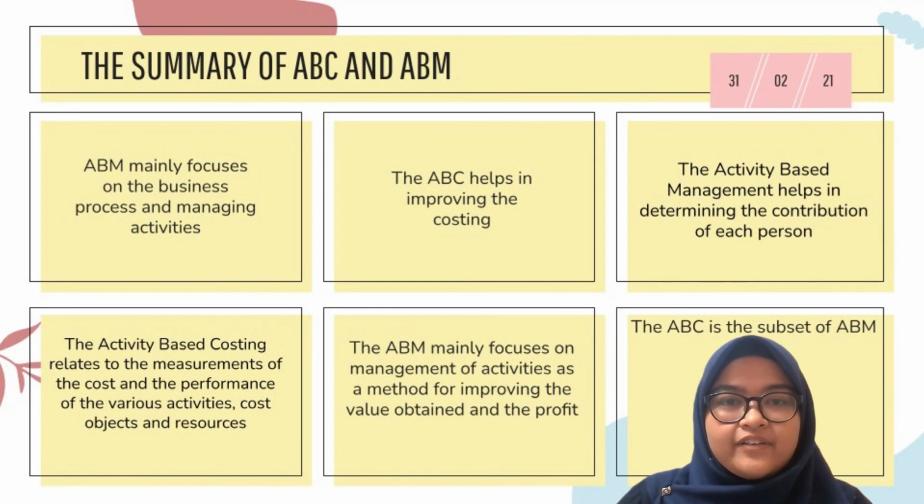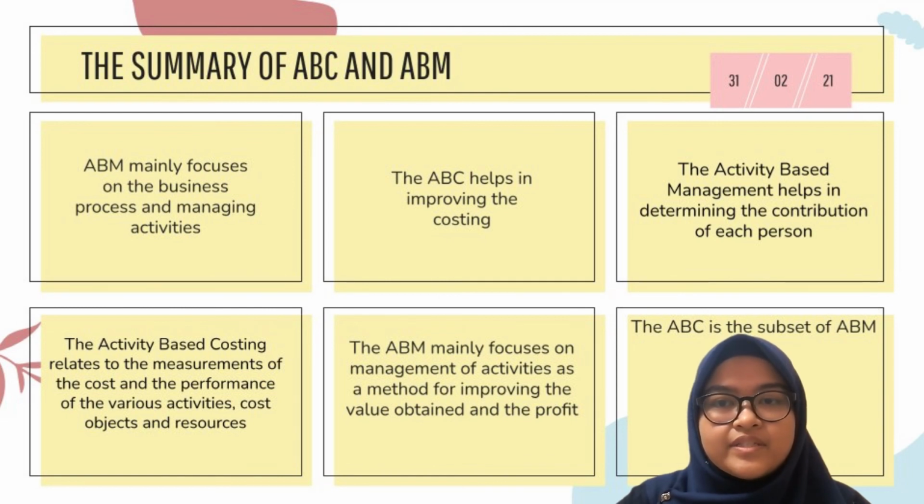For the summary, firstly, ABM mainly focuses on the business processes and managing activities aimed at deriving organizational objectives. Second, the ABC helps in improving the costing by outlining the various expenses like supply, salaries, and rent to activities, and outlining these activities to services, business processes, products, customers, and distribution. Third, the activity-based management helps in determining the contribution of each person and also supports the balanced scorecard. It is considered to be a basis for business process redesign.